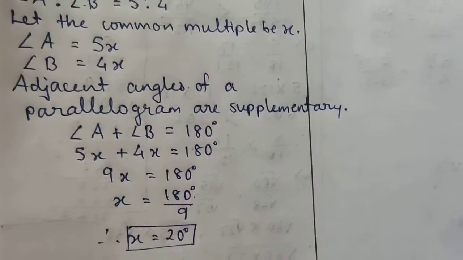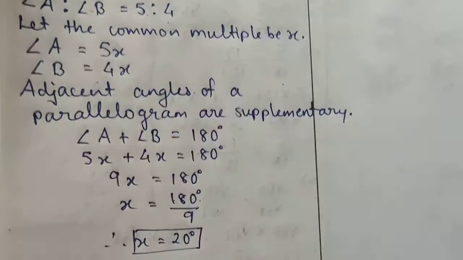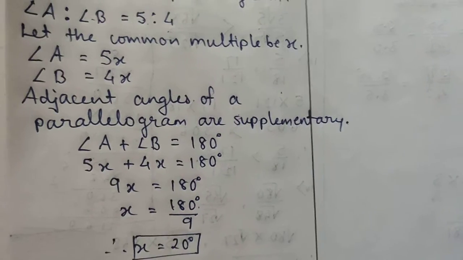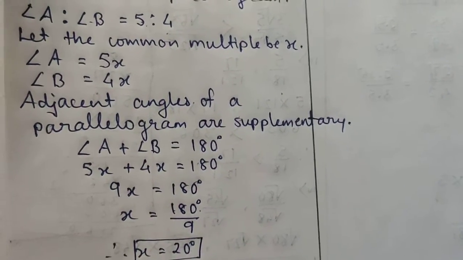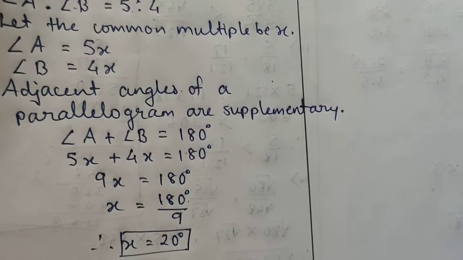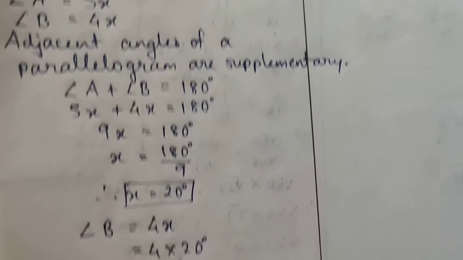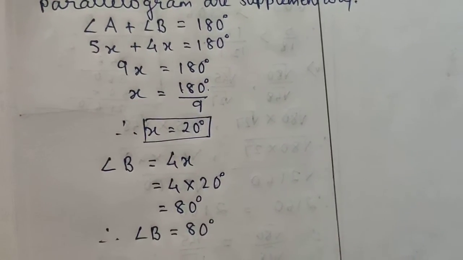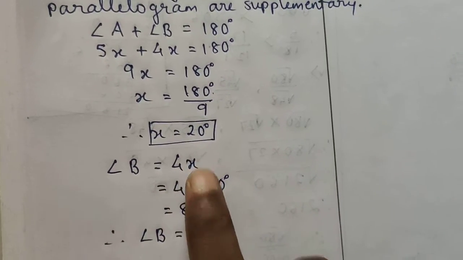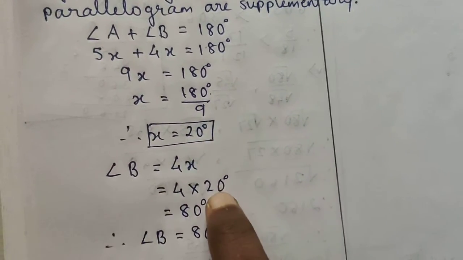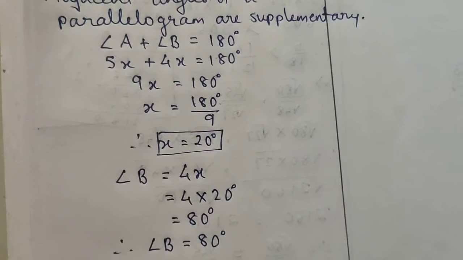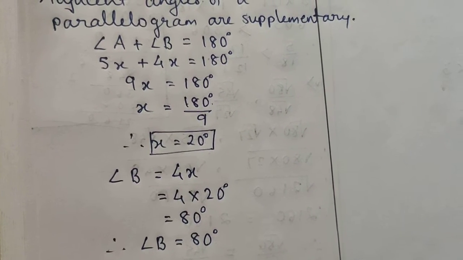So let us find out angle B. Angle B is what? 4x. So 4 into 20 degrees, and 4 into 20 degrees is what? 80 degrees. So finally we got angle B is equal to 80 degrees. Understood now? Angle B is 4x, so 4 into x means 20 degrees, so 4 20s are 80 degrees. Okay, so in this way we have completed the first question.